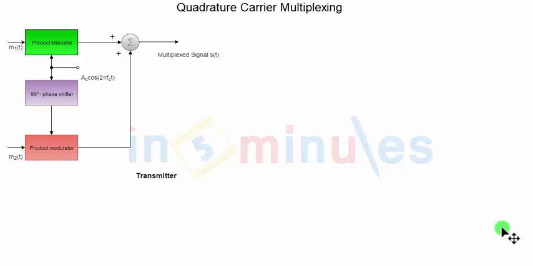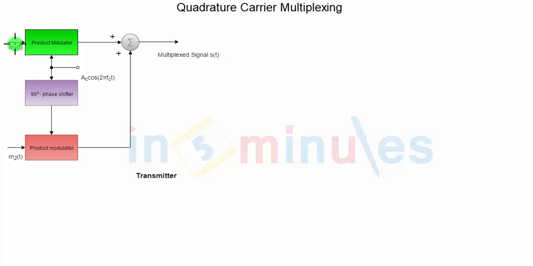Let us come back to quadrature carrier multiplexing. As you can see in the transmitter diagram that we have on the screen, there are two signals to be transmitted, M1T and M2T. These are the two modulating signals. In any other conventional AM system, to transmit two modulating signals, we will require two different carrier signals. When I say two different carrier signals, we will require two carrier signals with two different frequencies. But I can achieve the transmission of two modulating signals using one single carrier frequency also.